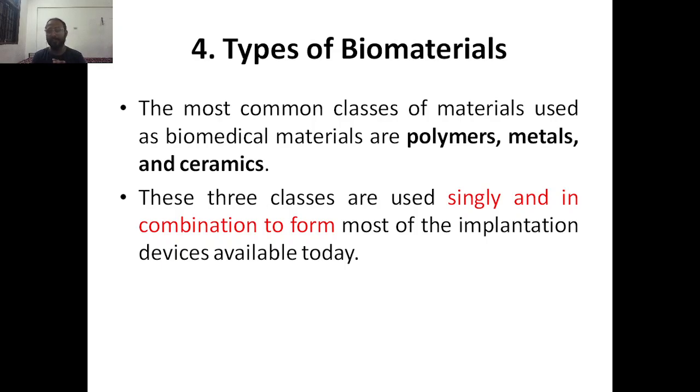Whereas ceramics and metals play a very important role when it comes to bone fracture or any rigid structures, rigid cells or tissues inside our body. Metals and ceramics play a very important role to replace the damaged rigid tissues like bones, cartilage, all those kinds of things. So these three classes are used singly or in combination to form most of the implantation devices available today. That means either I use only polymer, I use polymer along with metals, or polymer along with ceramics, or I use metals with ceramics.